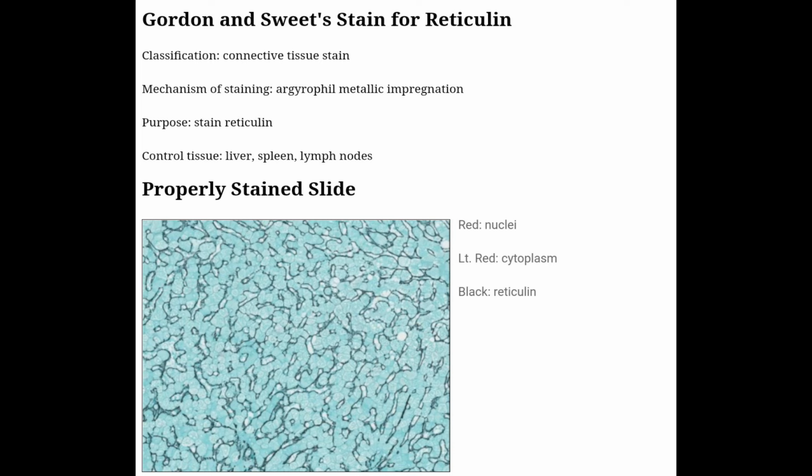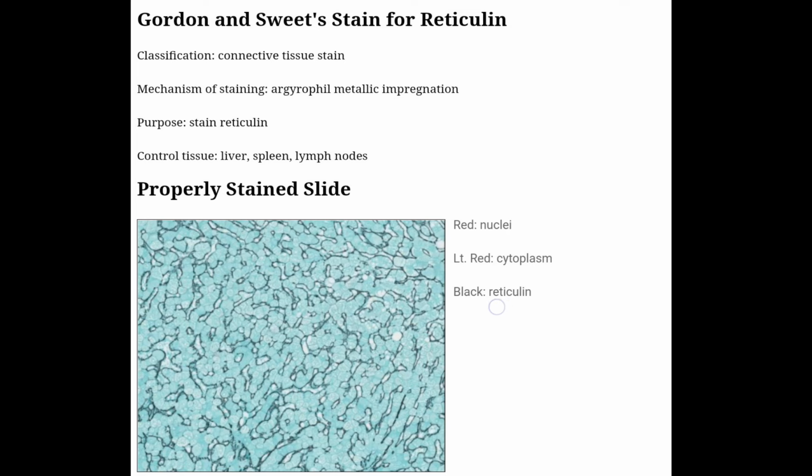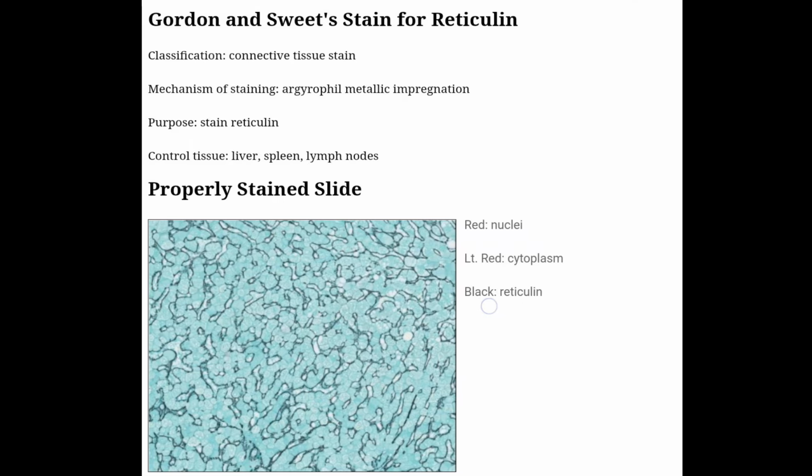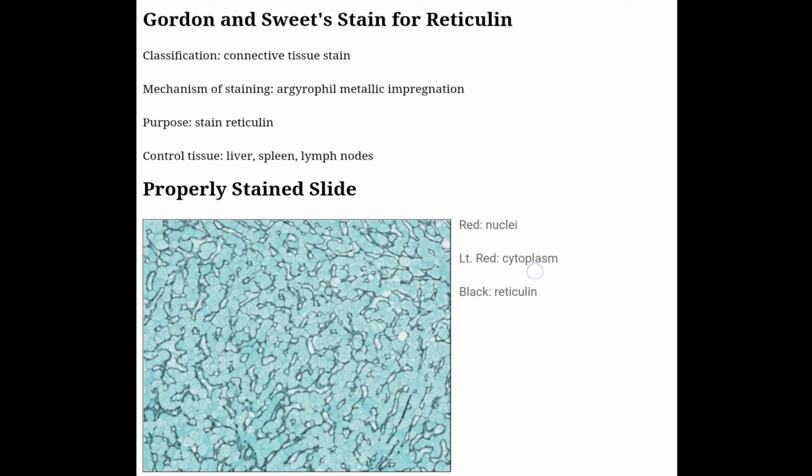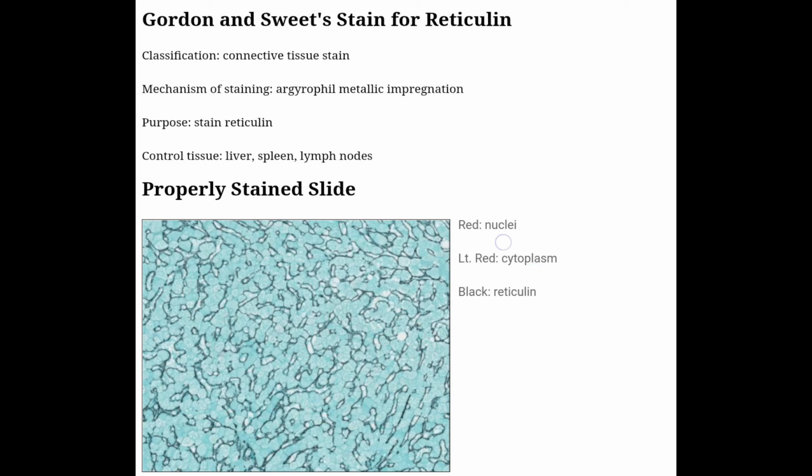Then this is Gordon and Sweet stain for reticulin. In the Gordon and Sweet stain, we need to identify that reticulin appears black, the cytoplasm will appear light red, and the nuclei will appear red. Basically, it is used for liver, spleen, and lymph nodes. To detect cirrhosis and other changes in the liver, we use this stain.